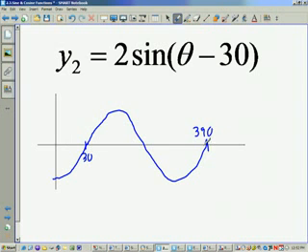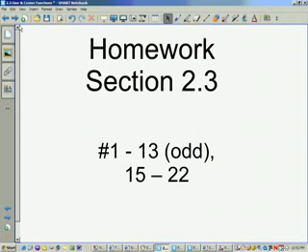Now we can continue this graph as is. And that will be a good graph of this.